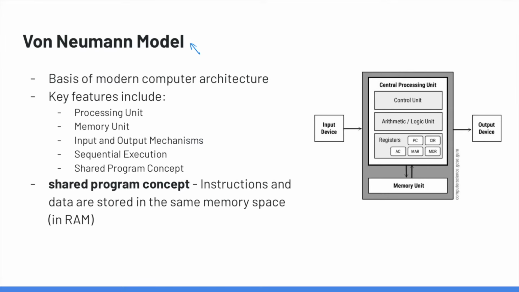Now, some key features of the von Neumann model include a processing unit, which is like a CPU or a processor, the memory unit, which is the RAM in your computer, the random access memory, and input and output mechanisms. These are methods by which data is input into your computer and then output from your computer. So for example, when you click using a mouse, you're inputting data. And when you're outputting data, you are displaying data on a monitor. So the ability to do this is a feature of the von Neumann model.